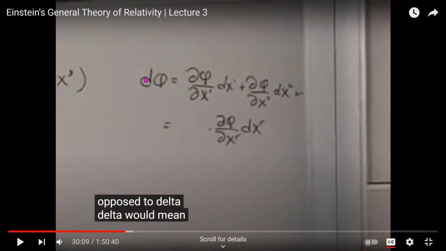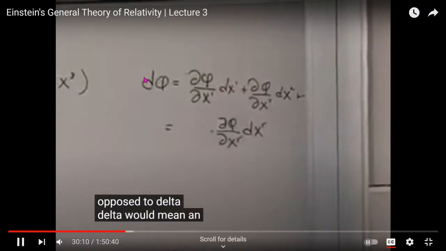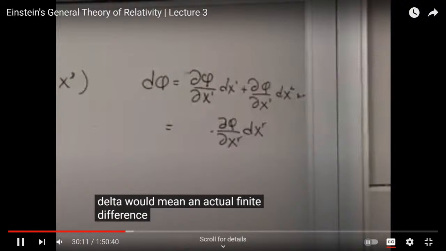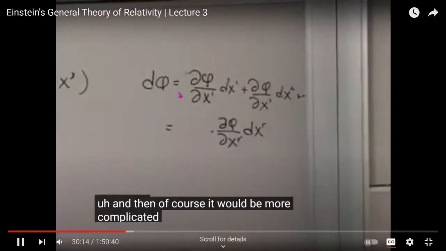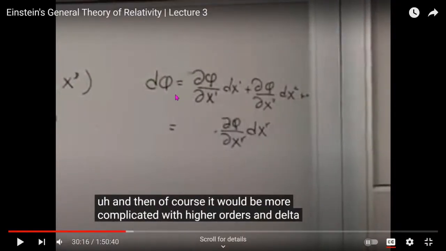What do you mean D? Delta just means an actual numerical evaluation, an actual finite difference. And then, of course, it would be more complicated with higher orders in delta. Nobody wants to do delta. What's the point of that?